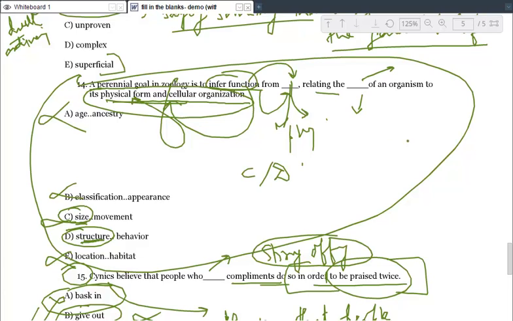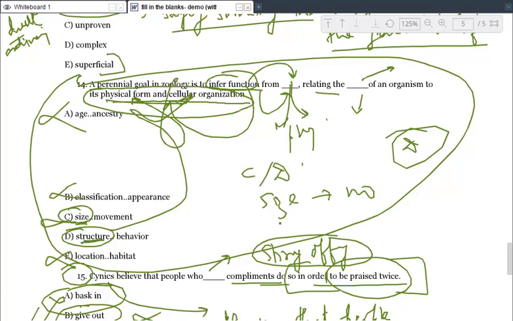So I think D is the best choice straight away. Structure is what you must have in mind. Why? Because structure has both the physical and the cellular. Size is a number. Size is just a number, just as age is just a number.